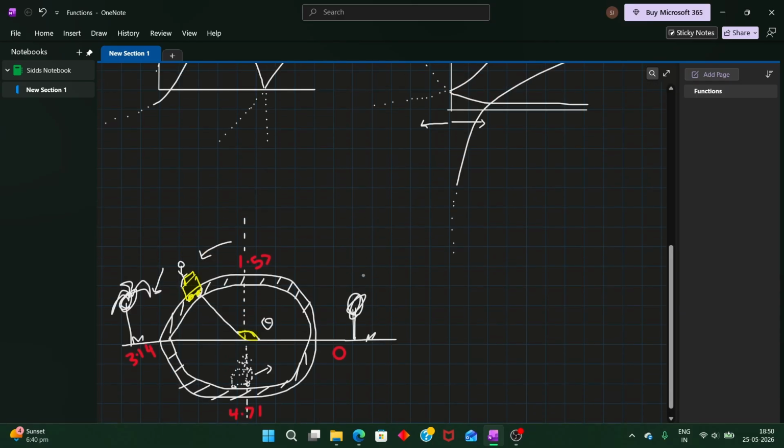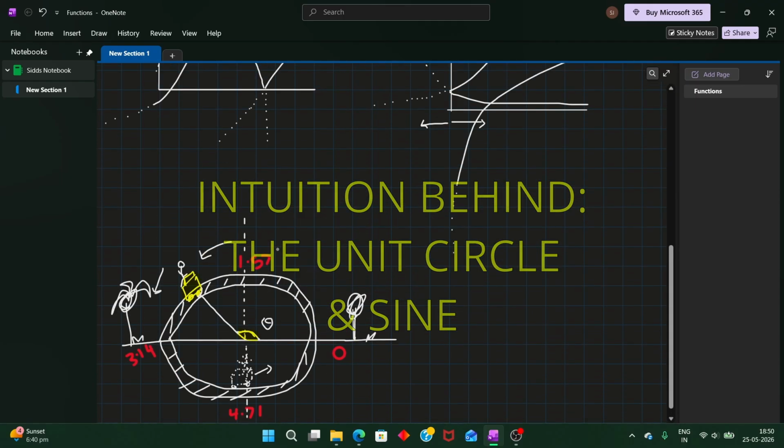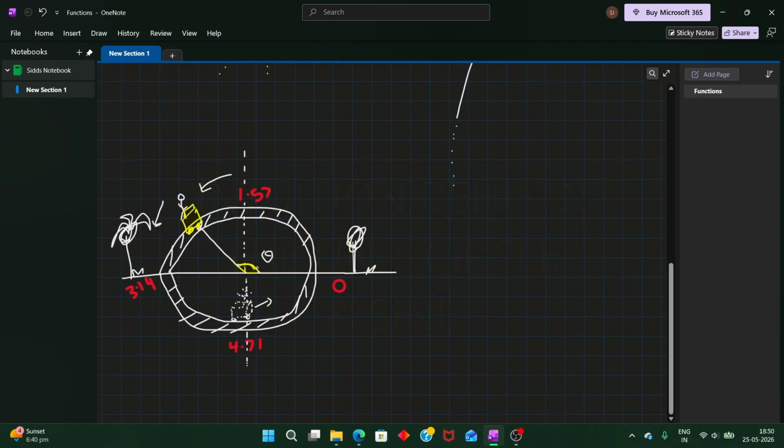This time I have a very interesting topic to discuss. It's going to be the sine function. So if you're curious as to what this picture I've drawn is, let's call it the Ferris wheel or something like that.